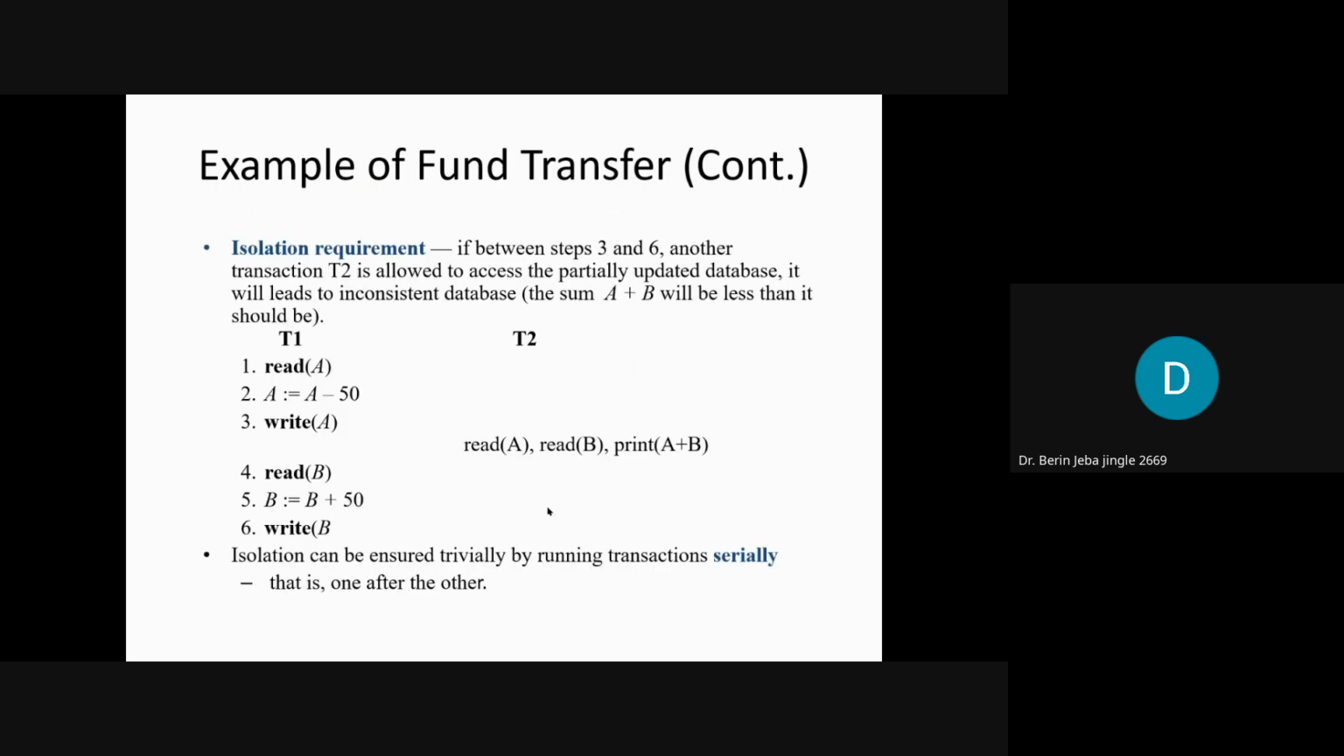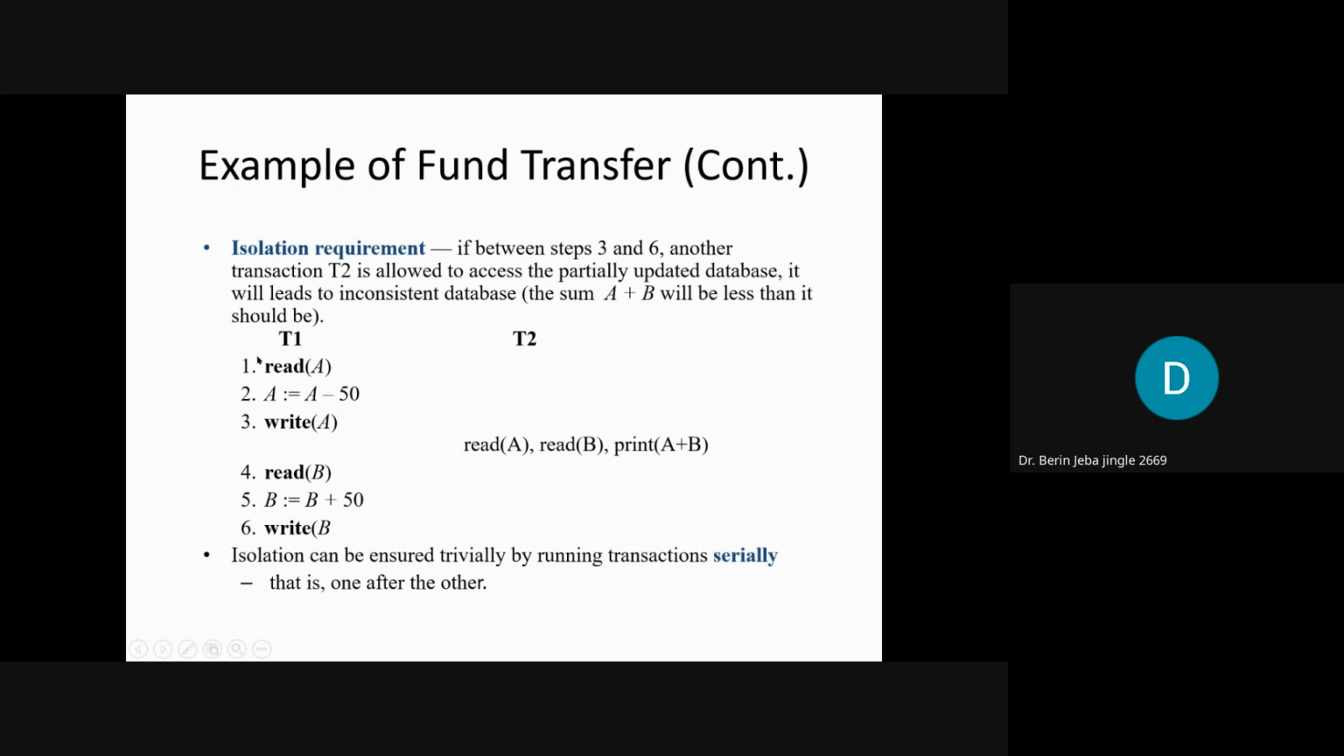Isolation requirement. What is the isolation requirement? Consider a transaction happening. If between step 3 and step 6, another transaction T2 is allowed to access the partially updated database, then it leads to an inconsistent database. So we need isolation.